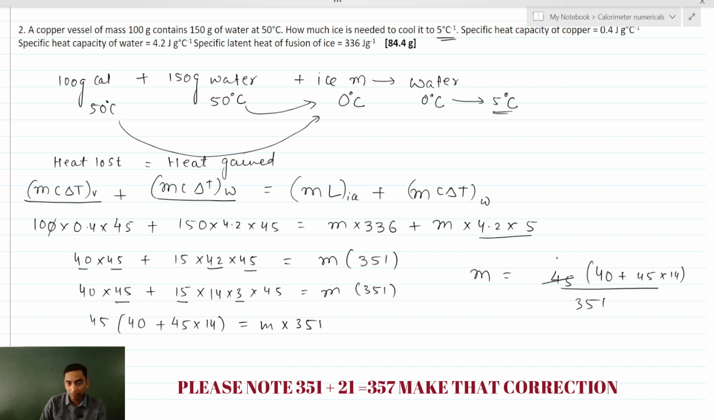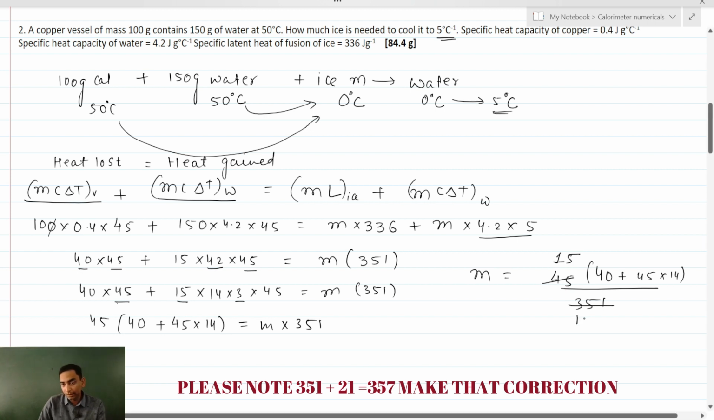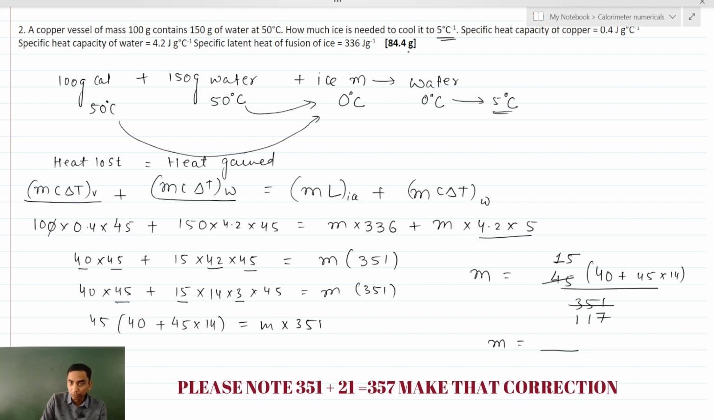I can cut this by 5. 3 ones are 3, and 3 fives are 15. 3 ones are 3, and then 117. So now I leave this part on you. I have already given you the idea. You can use these steps, and finally you will get the answer in grams as 84.4 roughly. So this is how you should be going ahead.